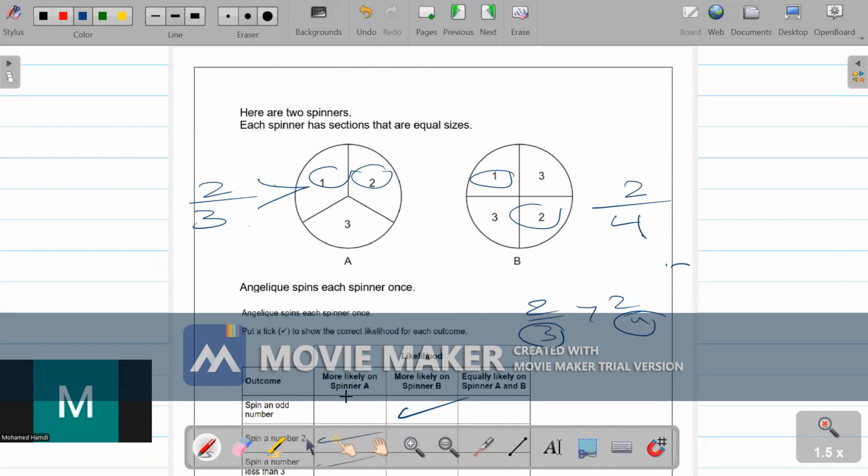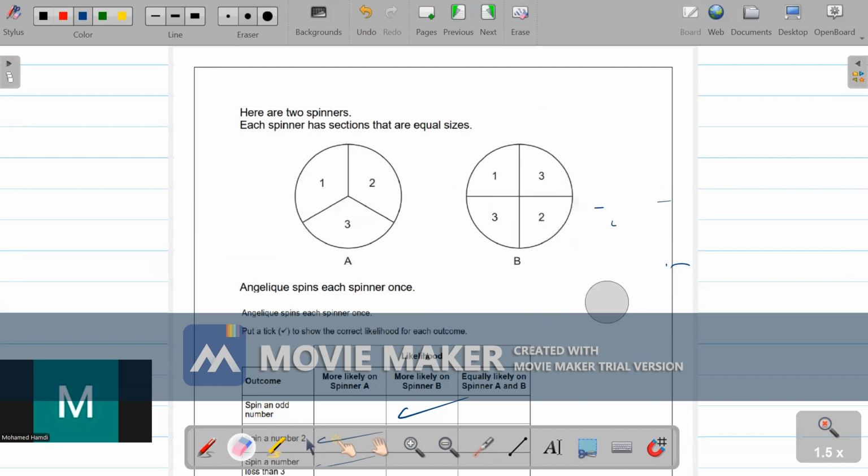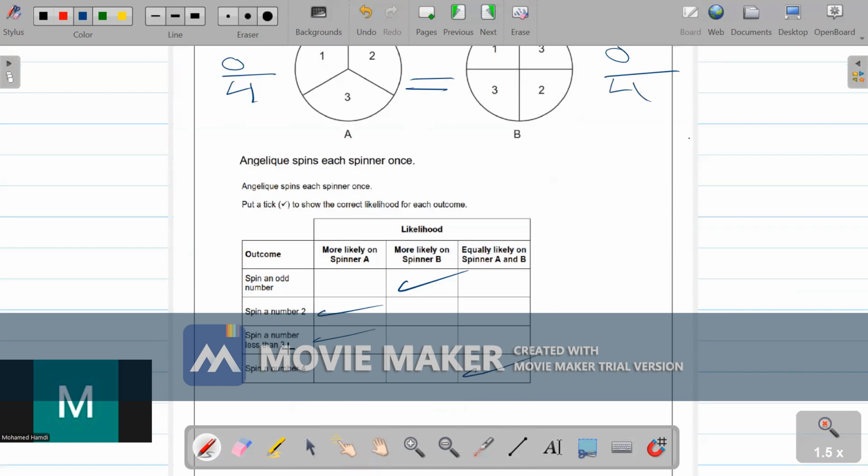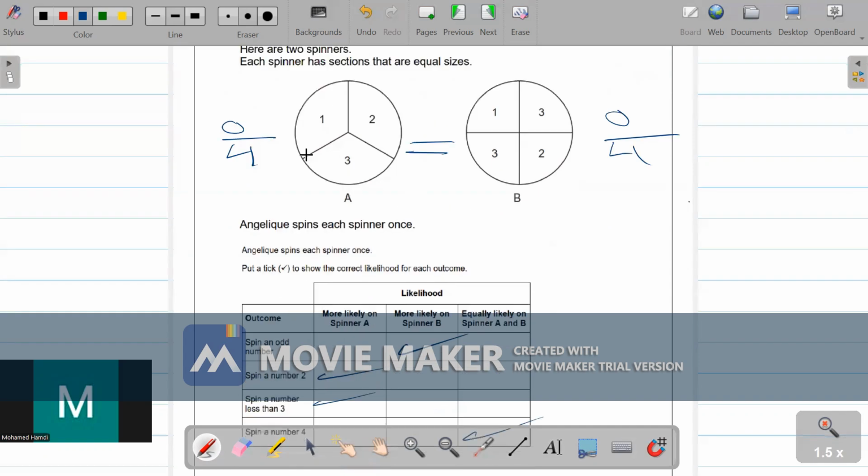To spin a 4, you can find that we don't have any section with the number 4 on either of them, A or B. So the probability to spin a 4 on the first spinner is 0 over 4, and the probability to spin a 4 on the second spinner is 0 over 4. It means they are equal. So you can say that they are equally likely on A and B.